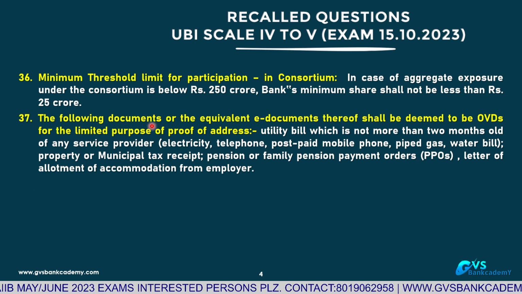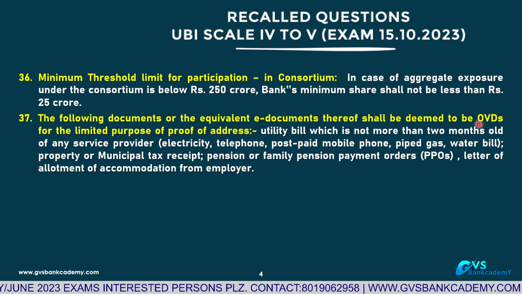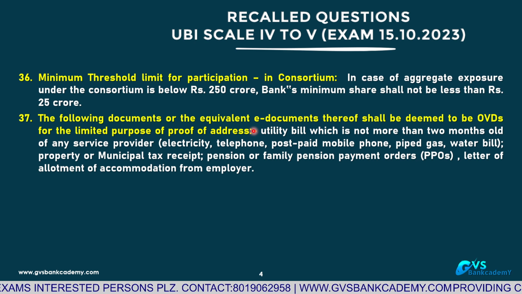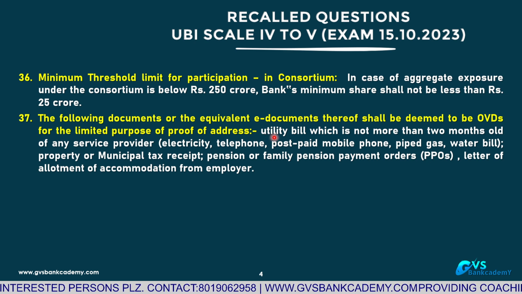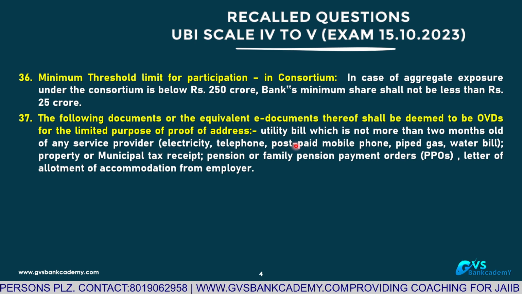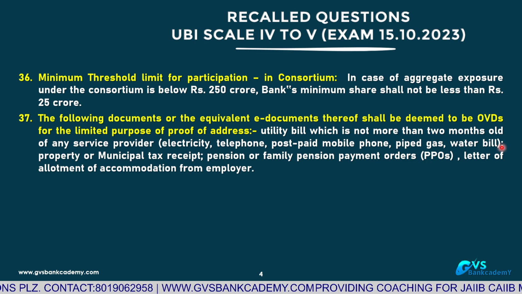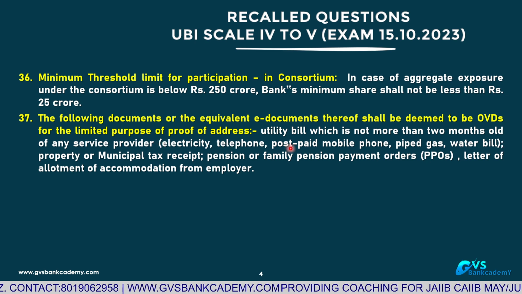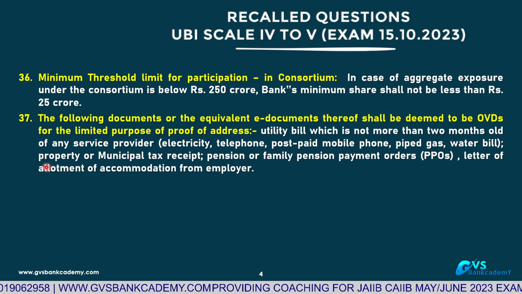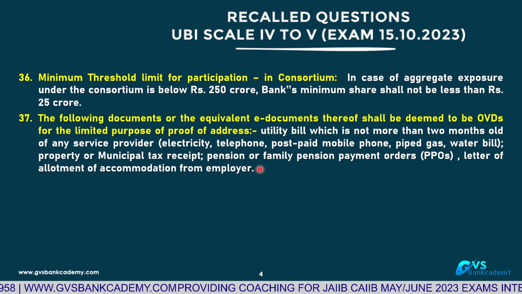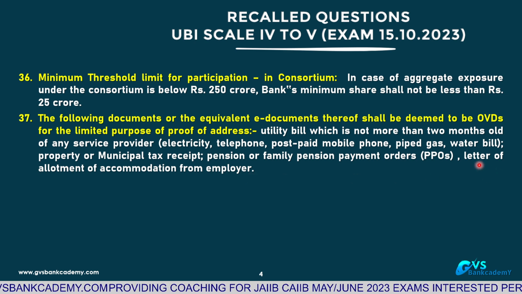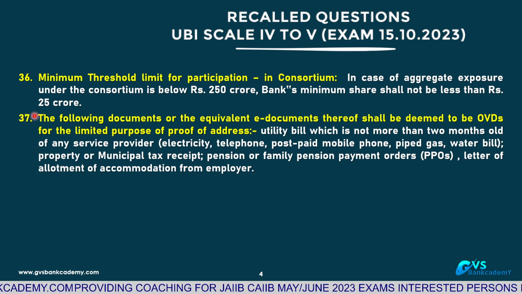KYC, RBI. The following documents or equivalent e-documents thereof shall be deemed to be officially valid documents for the limited purpose of proof of address. Utility bill not more than 2 months old. What are the utility bills? Electricity, telephone, mobile bills, piped gas, water bill. Property municipal tax, pension payment order, and letter of allotment of accommodation from employer we can also accept. This is the common RBI circular on KYC for all banks.